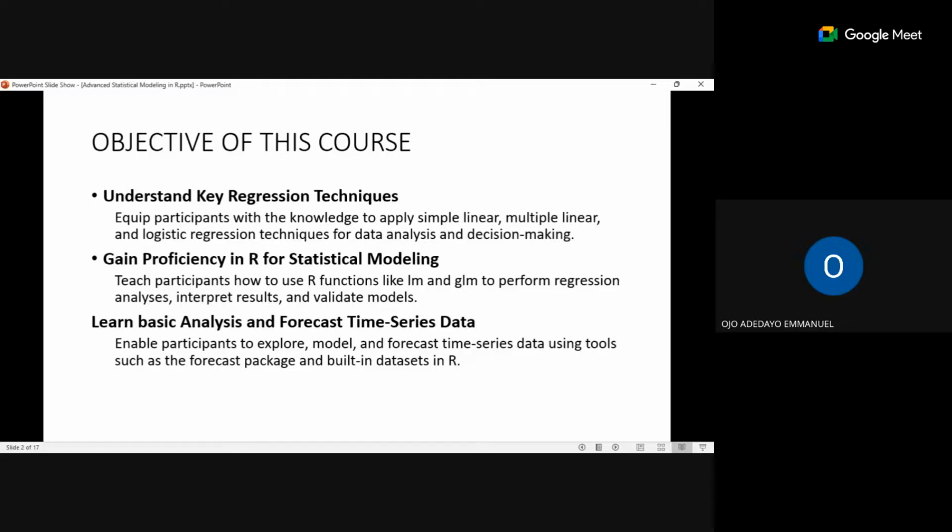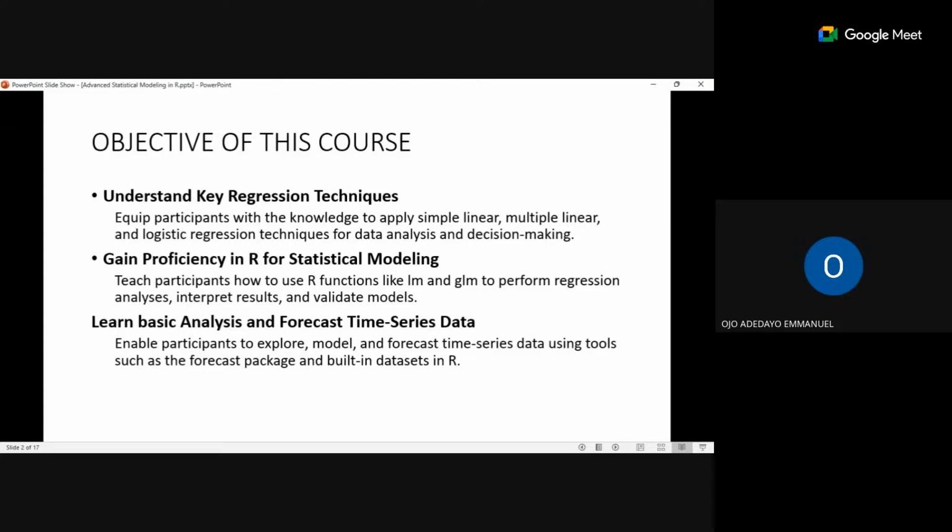Is it multiple linear regression? When do we use multiple linear regression? We're still going to be checking that tonight. Is it logistic regression? When are we going to be using that? When you see a particular data set, to be able to know whether you are going to use a linear regression or multiple linear regression or logistic regression, you should be able to do that. So after this class, you should be able to perform those analyses.